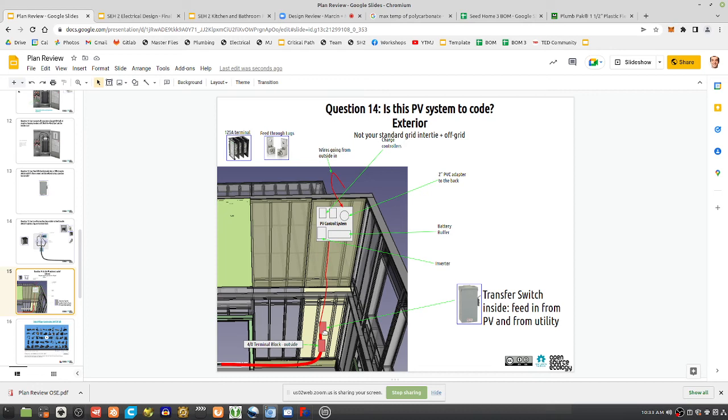Typically, all that stuff's on the outside, and there are placards for first responders when they show up, so they know that there's potential for two separate energy sources. So they don't pull the meter to the electric service and then go inside and put water on a system that's hot from a solar array. So usually all that stuff's outside. Okay.